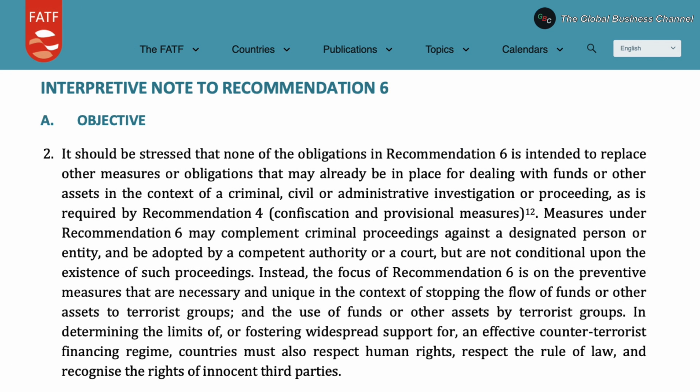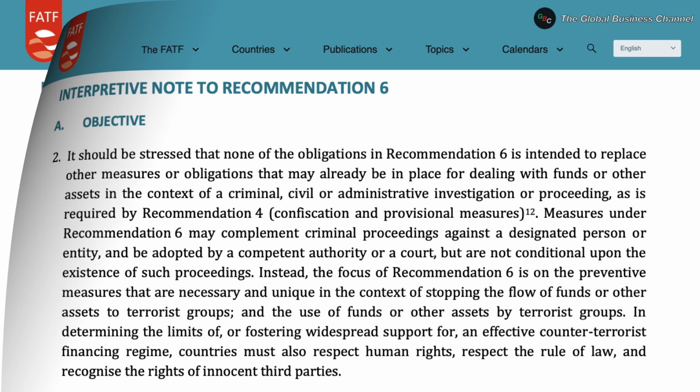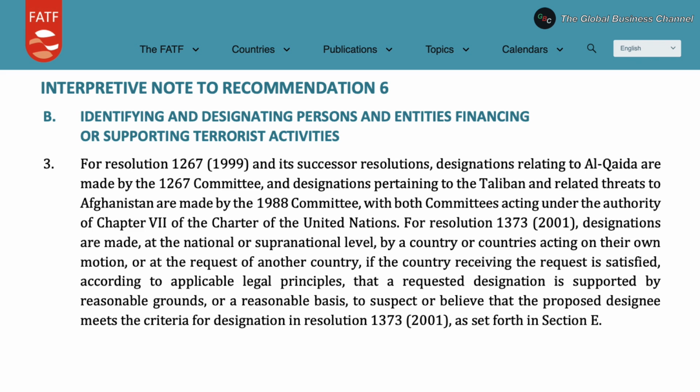Interpretative Note 2, still concerning the recommendation's objective, stipulates that the obligations under Recommendation 6 do not replace other existing legal measures for dealing with funds or assets during criminal, civil, or administrative cases, as required by Recommendation 4, which concerns confiscation and provisional measures. Instead, the focus of Recommendation 6 is on preventive measures aimed at stopping the flow of money to terrorist groups. These measures can complement legal actions but are not dependent on them. Additionally, countries must ensure that they respect human rights and the rule of law and protect innocent third parties while implementing these anti-terrorism measures. Interpretative Note 3 concerns identifying and designating persons and entities financing and or supporting terrorist activities.